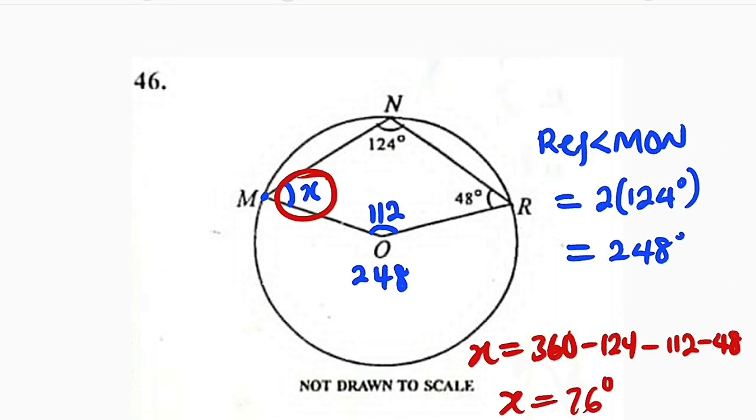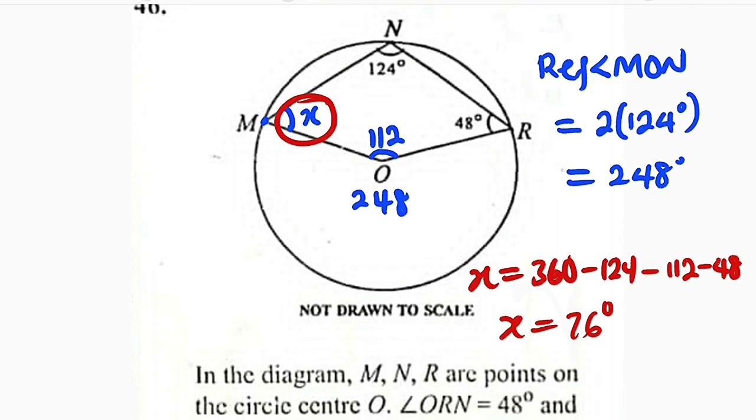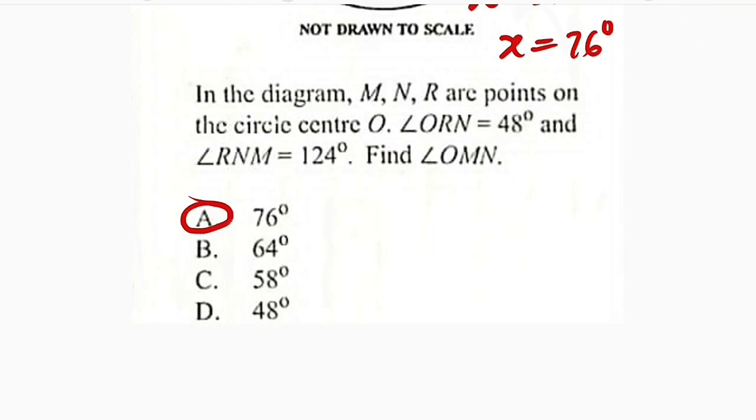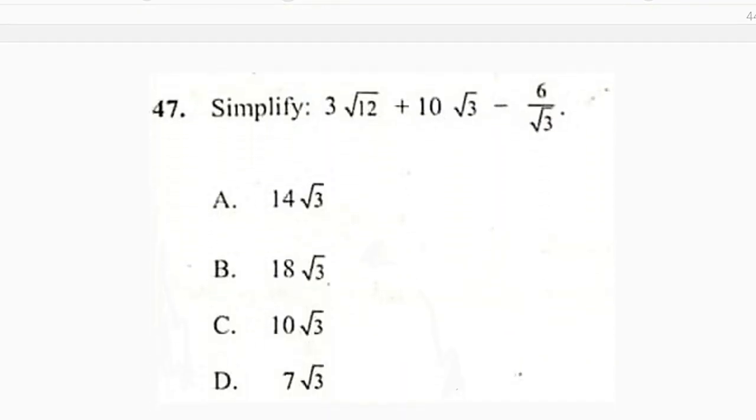Now let us move on to question number 47. Remember, I told you we're dealing with objective questions. You don't have to show everything. Question number 47, we're asked to simplify 3 root 12 plus 10 root 3 minus 6 divided by root 3.